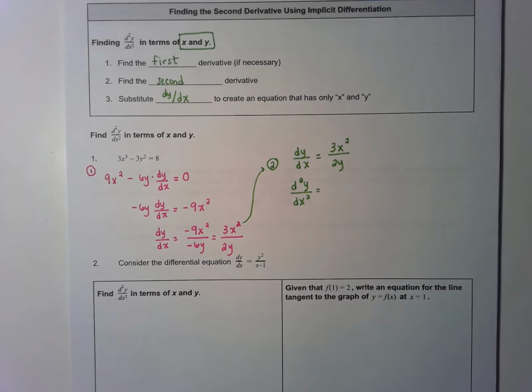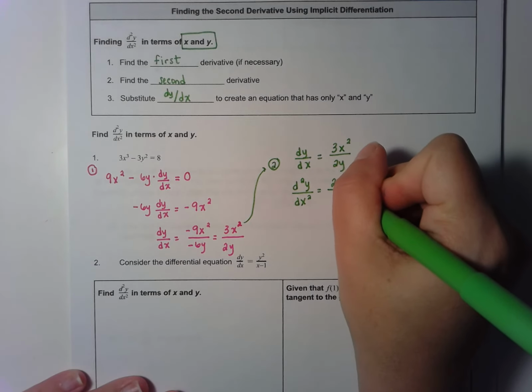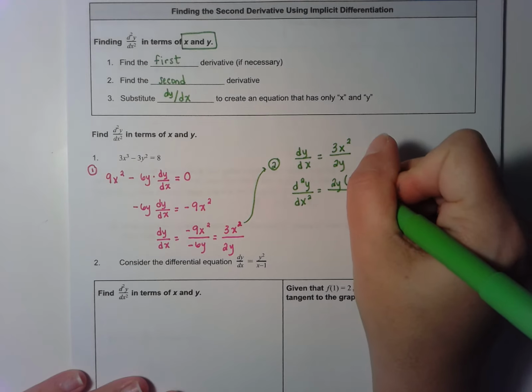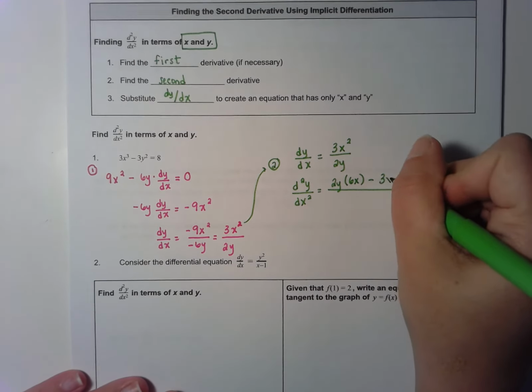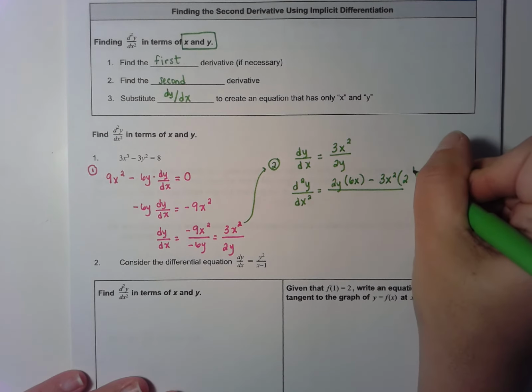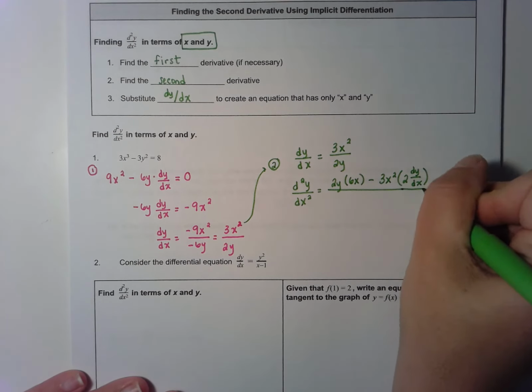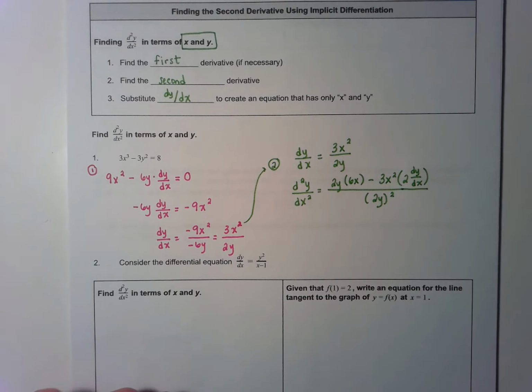we're going to need to use quotient rule here because this is a fraction. So I'm going to have low, copy the low, d high, so 6x, minus high, so 3x squared, d low, so 2, and then dy over dx because you took the derivative of y, and then low squared goes down below, 2y squared.